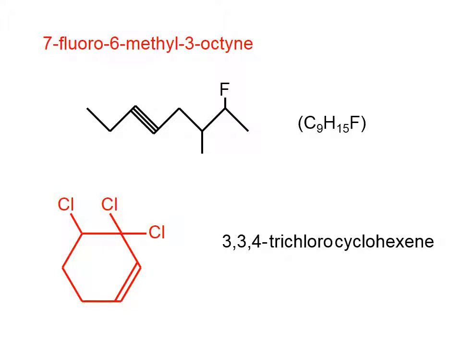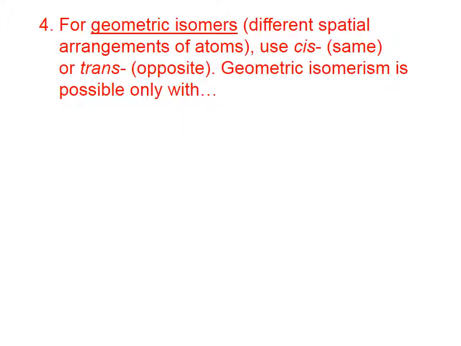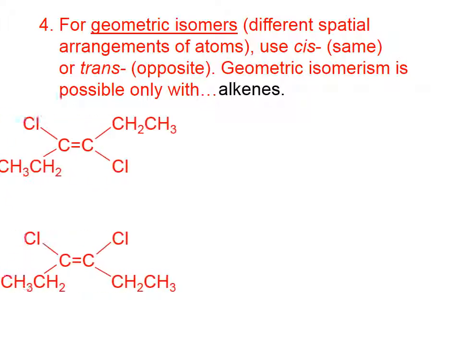counterclockwise around that ring. For geometric isomers, different spatial arrangements of atoms, use cis, which means same, and trans, which means opposite. Geometric isomerism is possible only with alkenes.